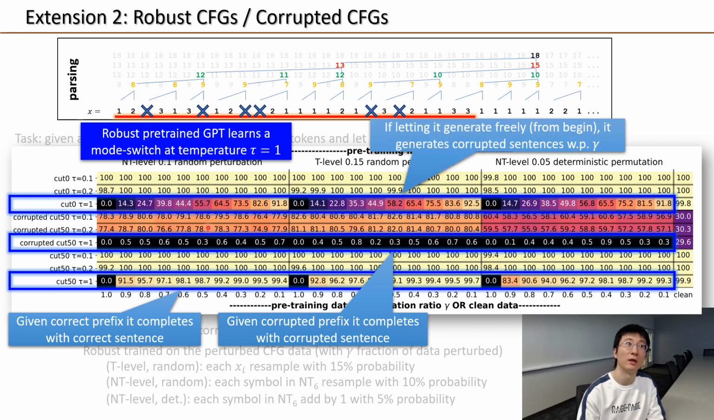And of course, if you don't give any prefix, then the model has a probability of choosing to say something corrupted or say something correct, and the percentage of how much it does so is proportional to how much corrupted data it has seen in the training set. So this is a very interesting finding because it connects very well to practice.